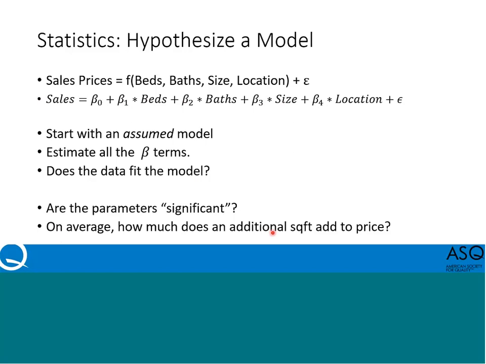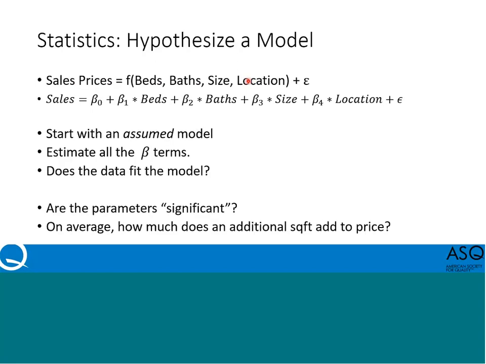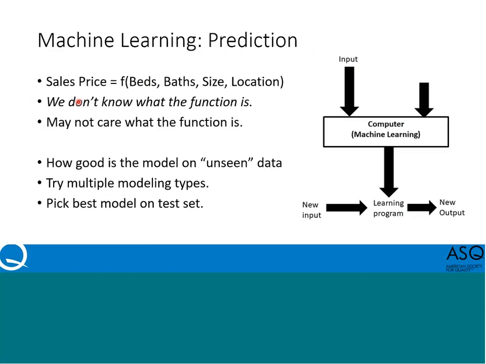Now contrast this with the way a machine learning engineer might frame the problem, where their emphasis is mostly on prediction. How well can I predict the sales price of data that I have not seen before? So a machine learning engineer will say, okay, sales is a function of these things, but I don't know what the function is. So we're not going to assume by default that it's a linear equation or some other framework like this. They may not even care what that function is. They're just trying to get this prediction machine that'll take an input and provide an output.